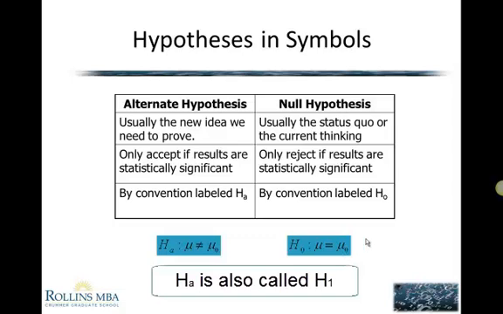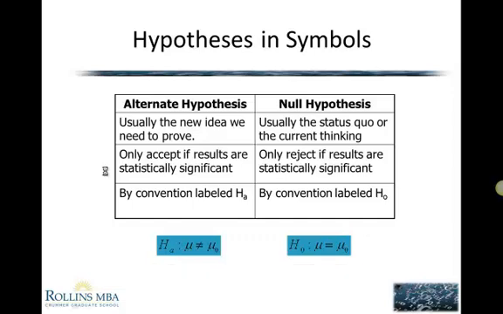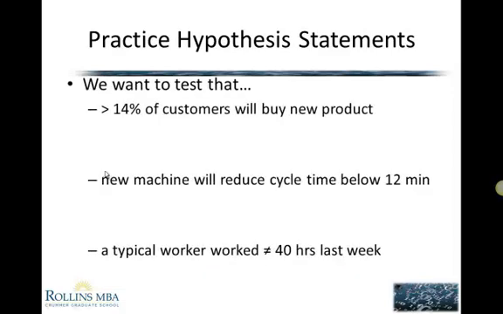Let's take a look at some of our previous example statements and see how we would capture those in symbols. So these are the three statements. We want to test that greater than 14% of customers will buy some new product, that our new machine or new equipment will reduce cycle time below 12 minutes, and as a third distinct claim that we want to test, that a typical worker worked something other than, either less than or greater than, so not equal to 40 hours last week. And we'll look at each one of these three in turn.